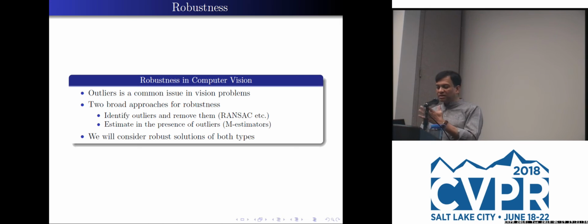Now, in the literature, in computer vision, there's a lot of material on how to do robustness. Broadly speaking, you have two ways of doing it. One is you figure out which ones are outliers in your data and get rid of them. RANSAC and the whole body of work related to RANSAC is in that class. The other is the so-called M-estimation from statistical literature, which basically tries to do estimation in the presence of outliers. And we will look at solutions of both types.